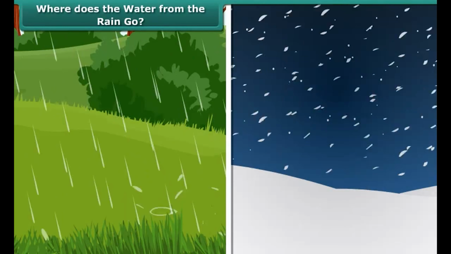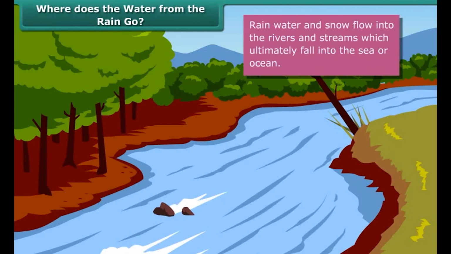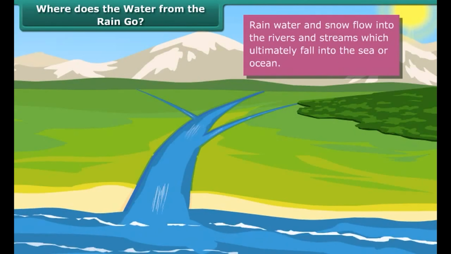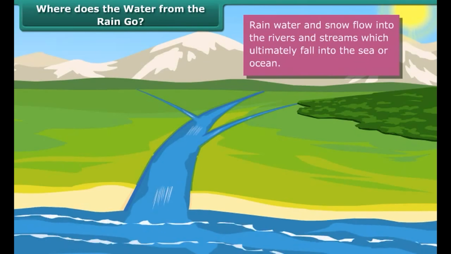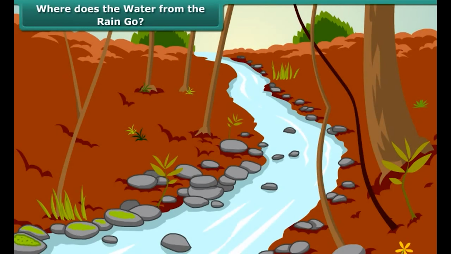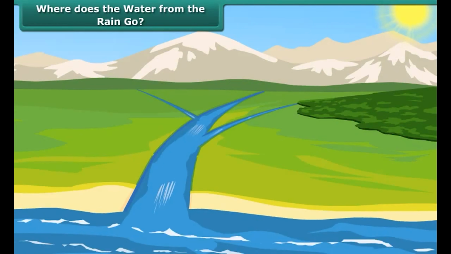Have you ever wondered where the rain and snow goes after reaching Earth? Rainwater flows as streams. It fills up ponds, lakes, and rivers. It falls into the sea and oceans. The snow falls on mountains and later melts into water. This water flows down the mountains in the form of streams and rivers. Thus, most of the water received from the sky finally flows into the oceans sooner or later.